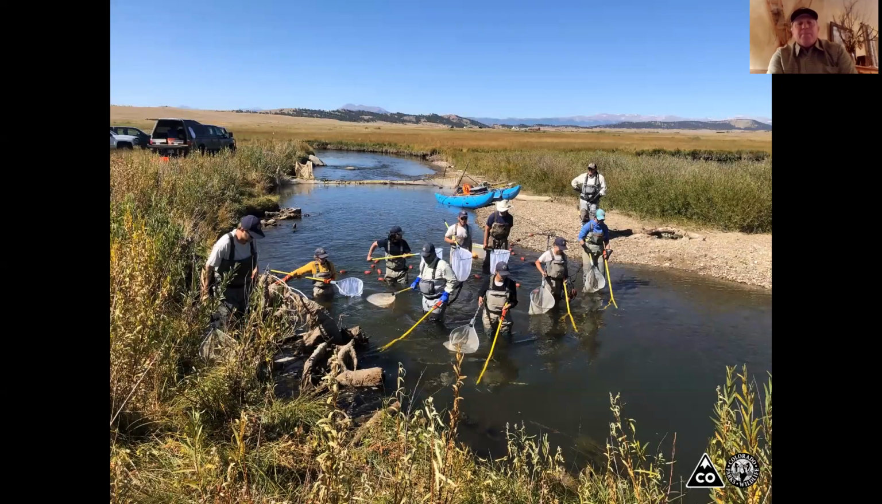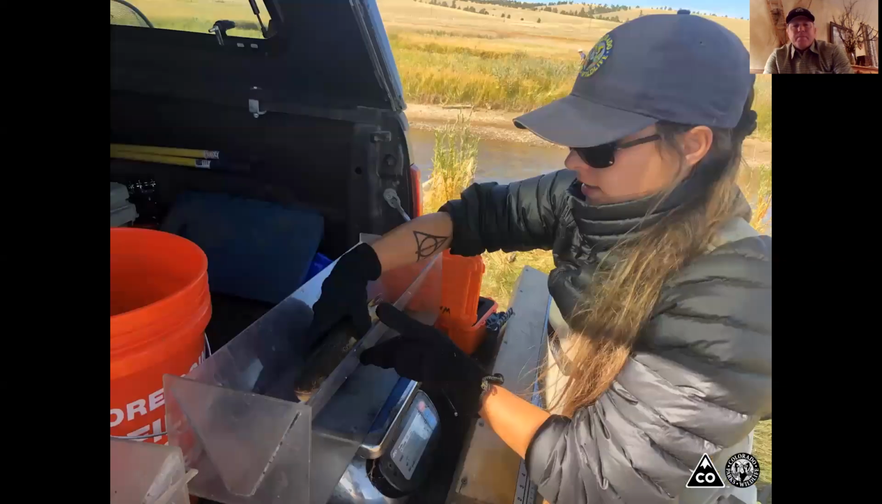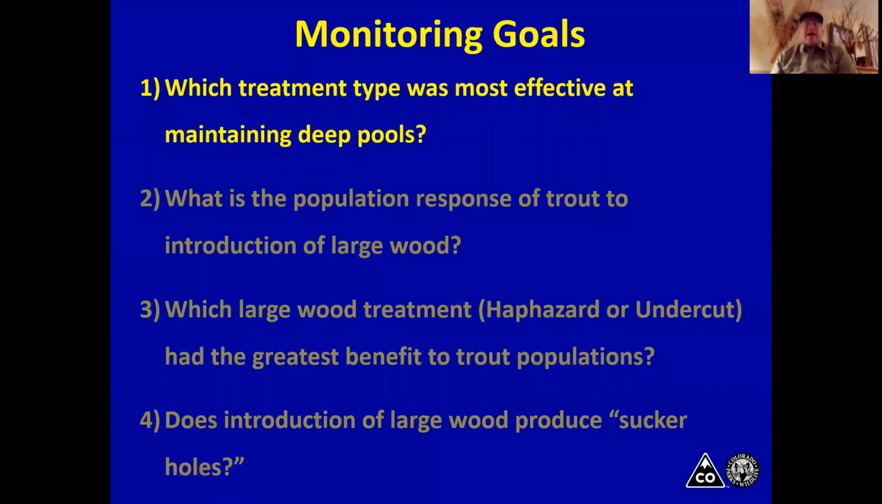And the way we did it is we set up block nets upstream and downstream, and then we electrofished using 2 to 3 pass depletion, and then estimated fish numbers in each of these different pool types. So we weighed and measured each of the fish and identified species. It was pretty standard stuff. And then we were able to ask these questions.